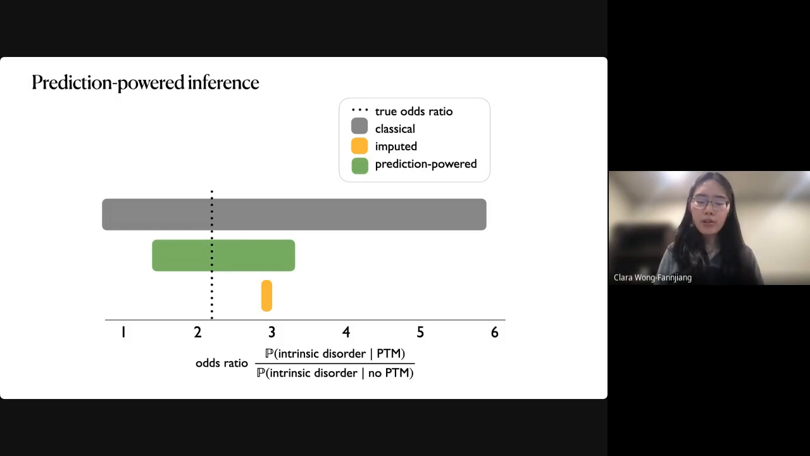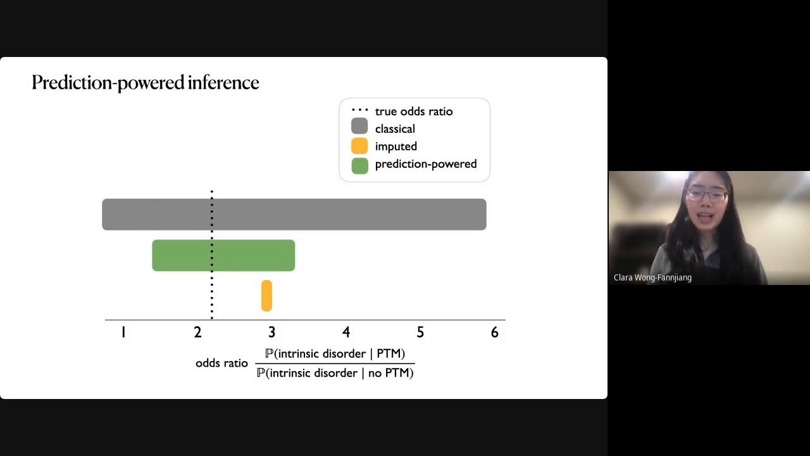So the prediction powered interval in green gives us the best of both worlds. It's valid, contains the ground truth value of the odds ratio by correcting for prediction error, but it also squeezes information from the predictions to effectively increase sample size. And that means that the intervals are much smaller and more informative. So this is a high-level pictorial summary of what prediction-powered inference can offer you. It allows you to take advantage of the power and scale of your predictive systems to do science while still doing provably valid statistical inference.